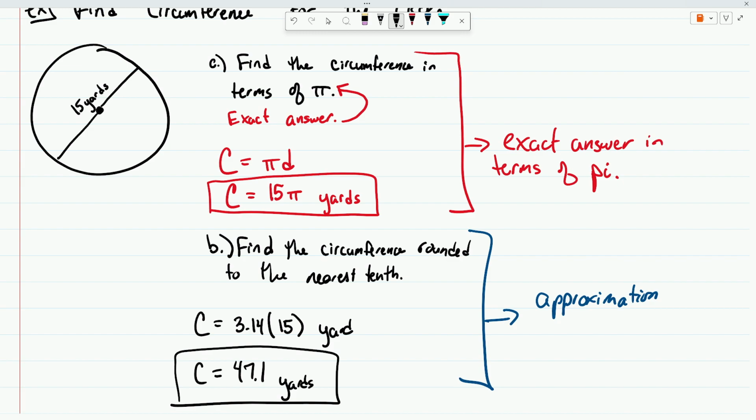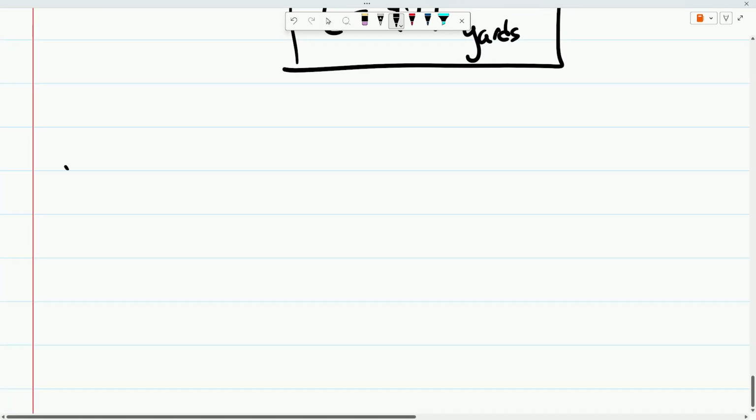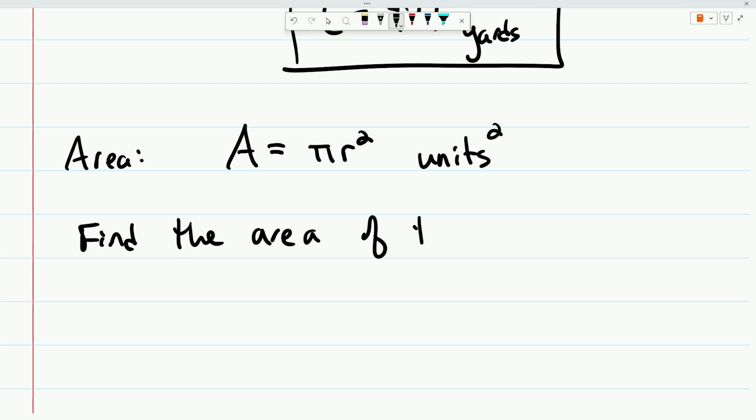Now we got to worry about the area of a circle. So the area of a circle is going to be pi r squared. And since this is area, remember the units are raised to the second power. So find the area, or better yet, let me write it like this. Find the exact area of the shape above.